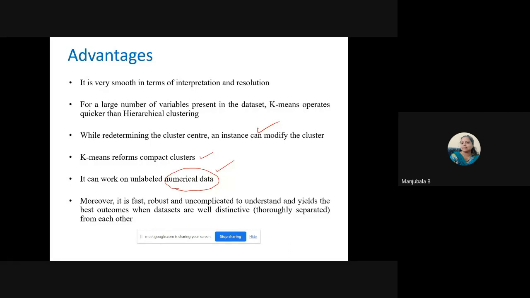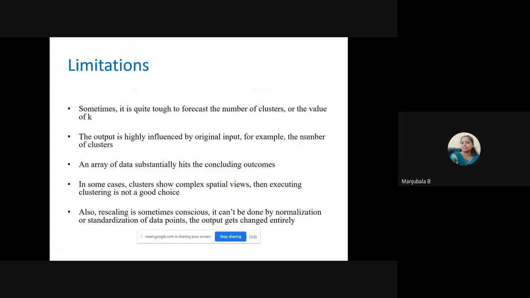Moreover, it is very fast, robust, and very easy to understand, and it yields the best outcomes when your data sets are thoroughly separated from each other. If the data sets are not thoroughly separated from each other, then when you find the Euclidean distance between the data points and the clusters, the value will remain the same. So in that scenario, we cannot easily decide whether it is coming to cluster C1, C2, or C3.